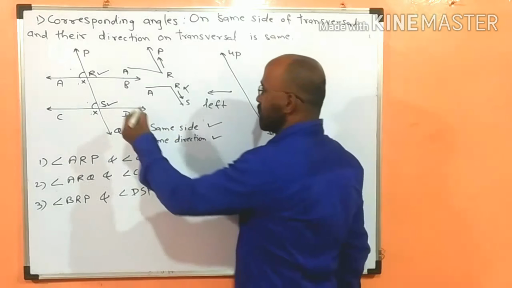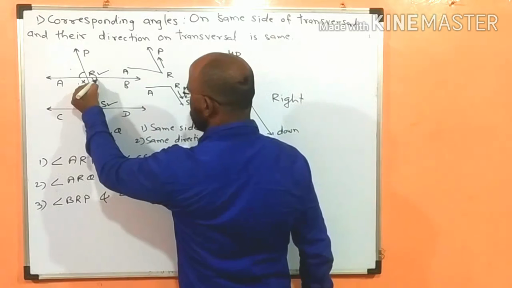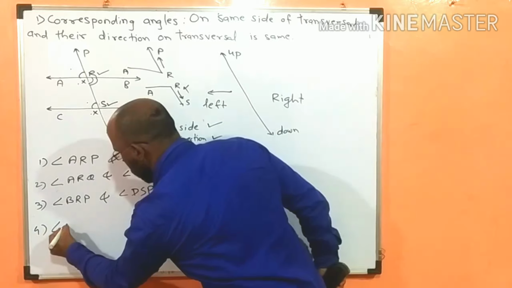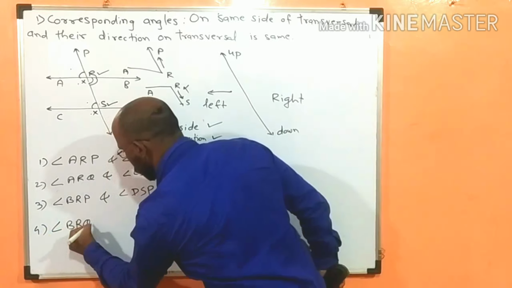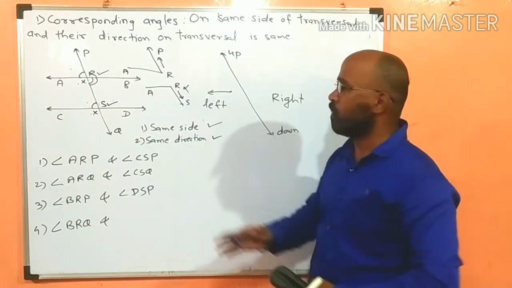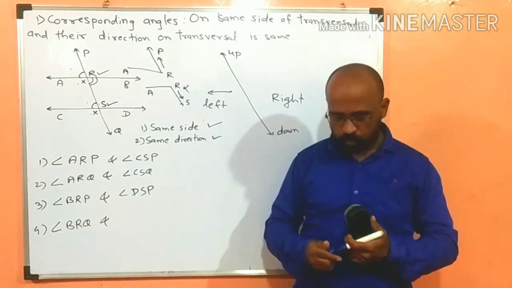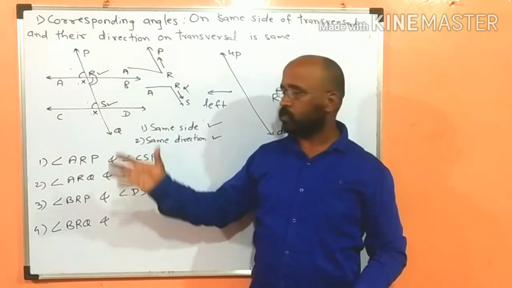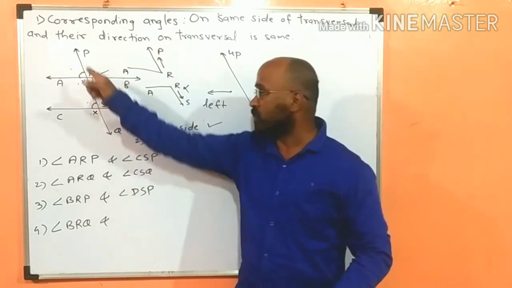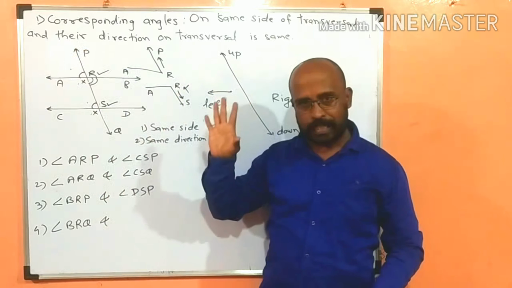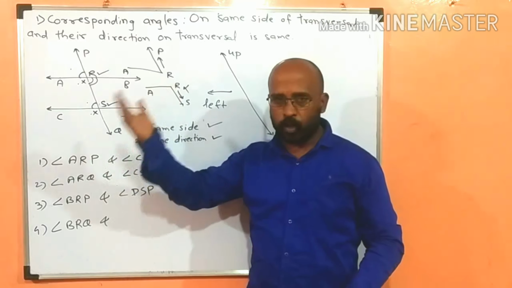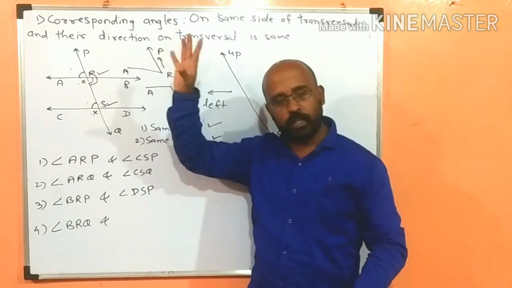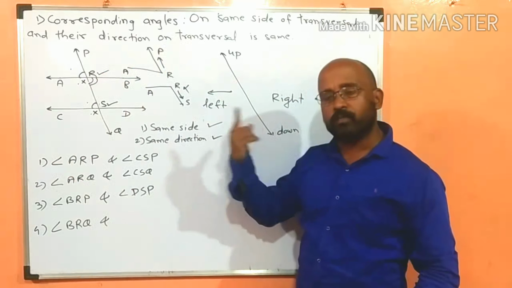Now let us see the last one, which is angle BRQ. Angle BRQ, and we have to find its corresponding angle. Where is angle BRQ? On which side of the transversal is it? It is on the right side of this transversal PQ. Clear? So its corresponding angle will be on the right side. Means either this angle, this angle, this angle or this angle. Clear? Let us see one by one.